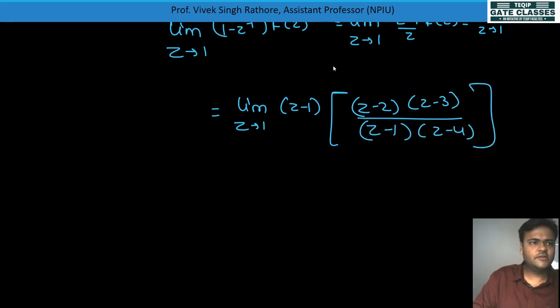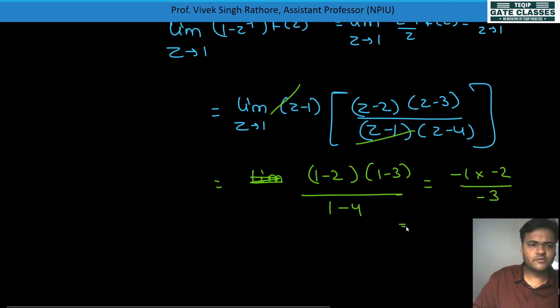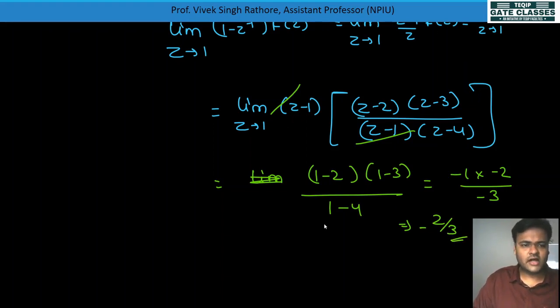Okay, see, z minus 1 and z minus 1 cancel, so with limit z tending to 1, 1 minus 2 will be there, 1 minus 3 will be there, and 1 minus 4 will be there. So you'll get minus 1 into minus 2 by minus 3, so you'll get 2 by 3, right? Minus 2 by 3. If you think that this is the answer of the final value, then you are wrong.